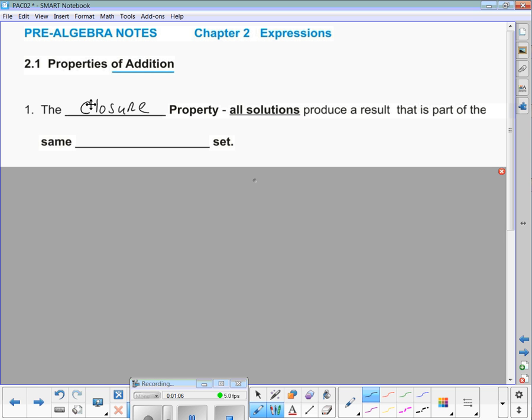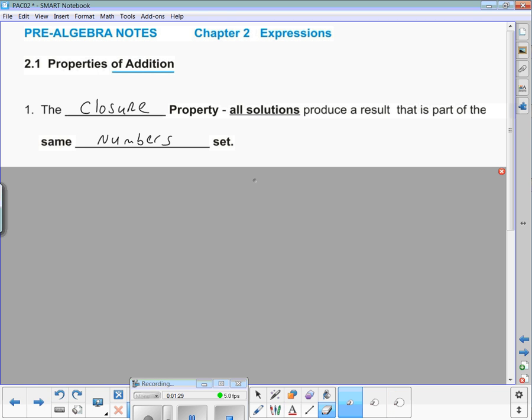The closure property. Basically, the closure property boils down to this. All solutions produce a result that's part of the same number set. All solutions produce a result that is part of the same number set.